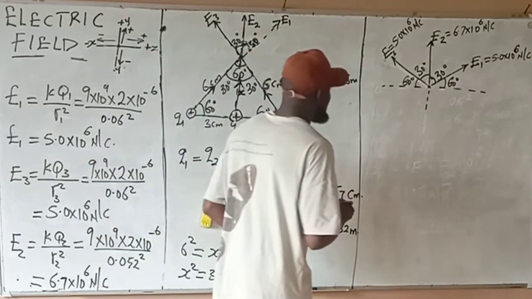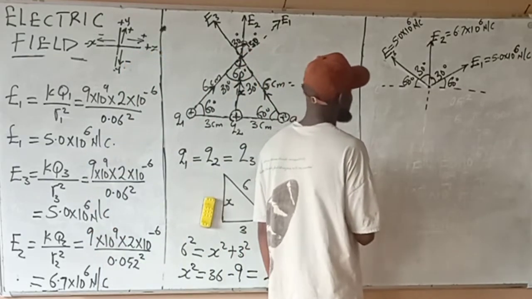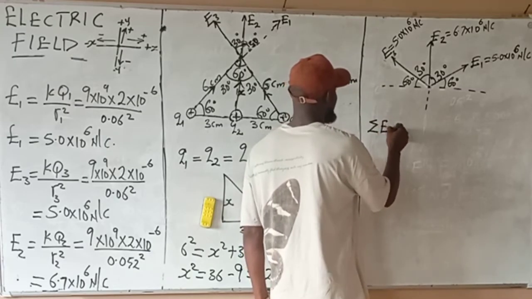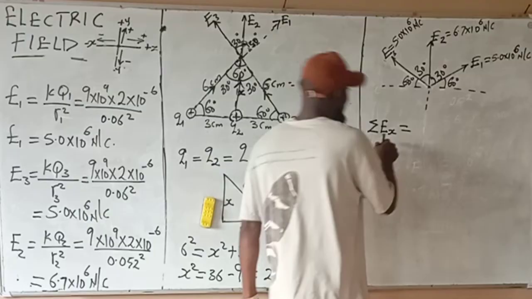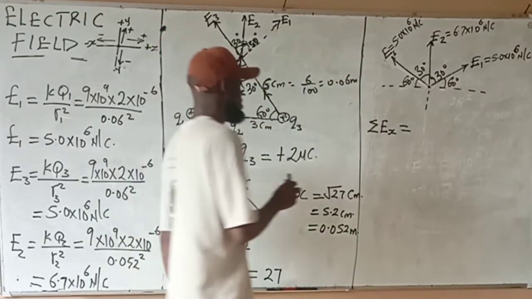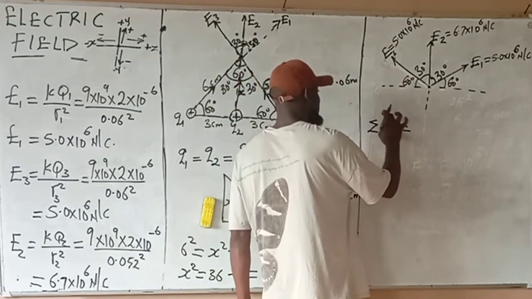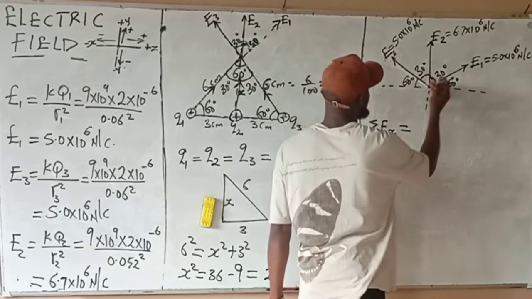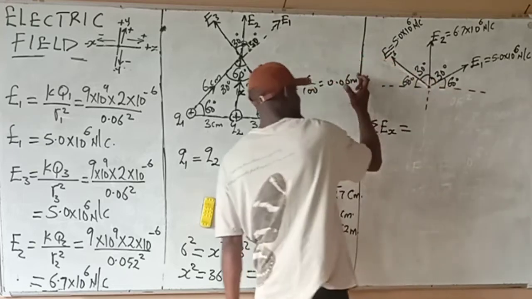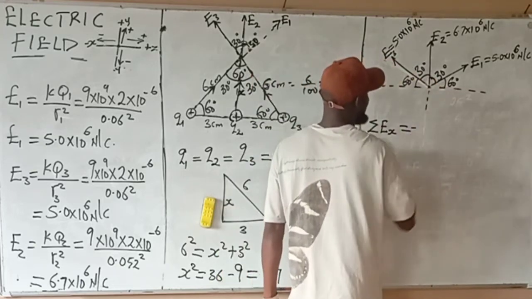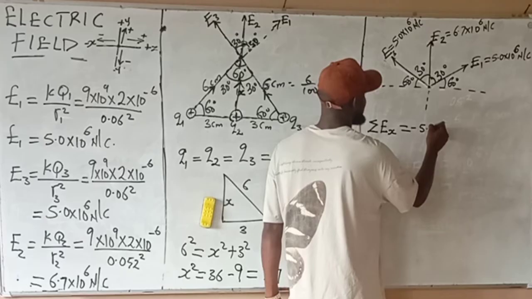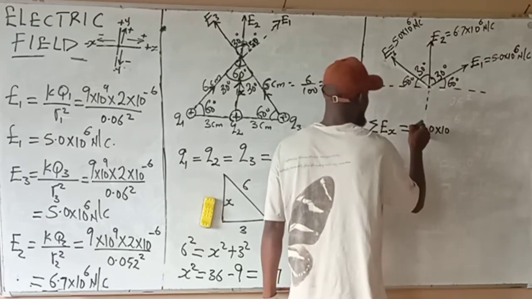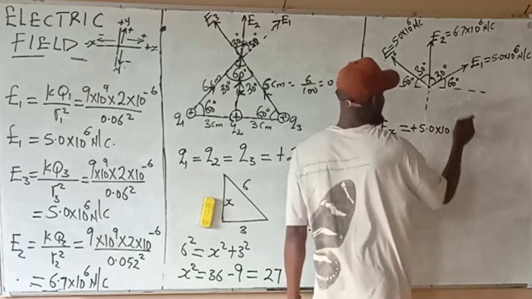So for resolution of vectors, we are going to have something like the component of this vector in the x direction, the sum of all the components in the x direction. So this one means the sum of all the electric field in the x direction. So that will be, remember I told you this side is positive, this side is negative. We have minus 5.0 times 10. Okay, this side is positive, that is plus 5.0 times 10 to the power 6.